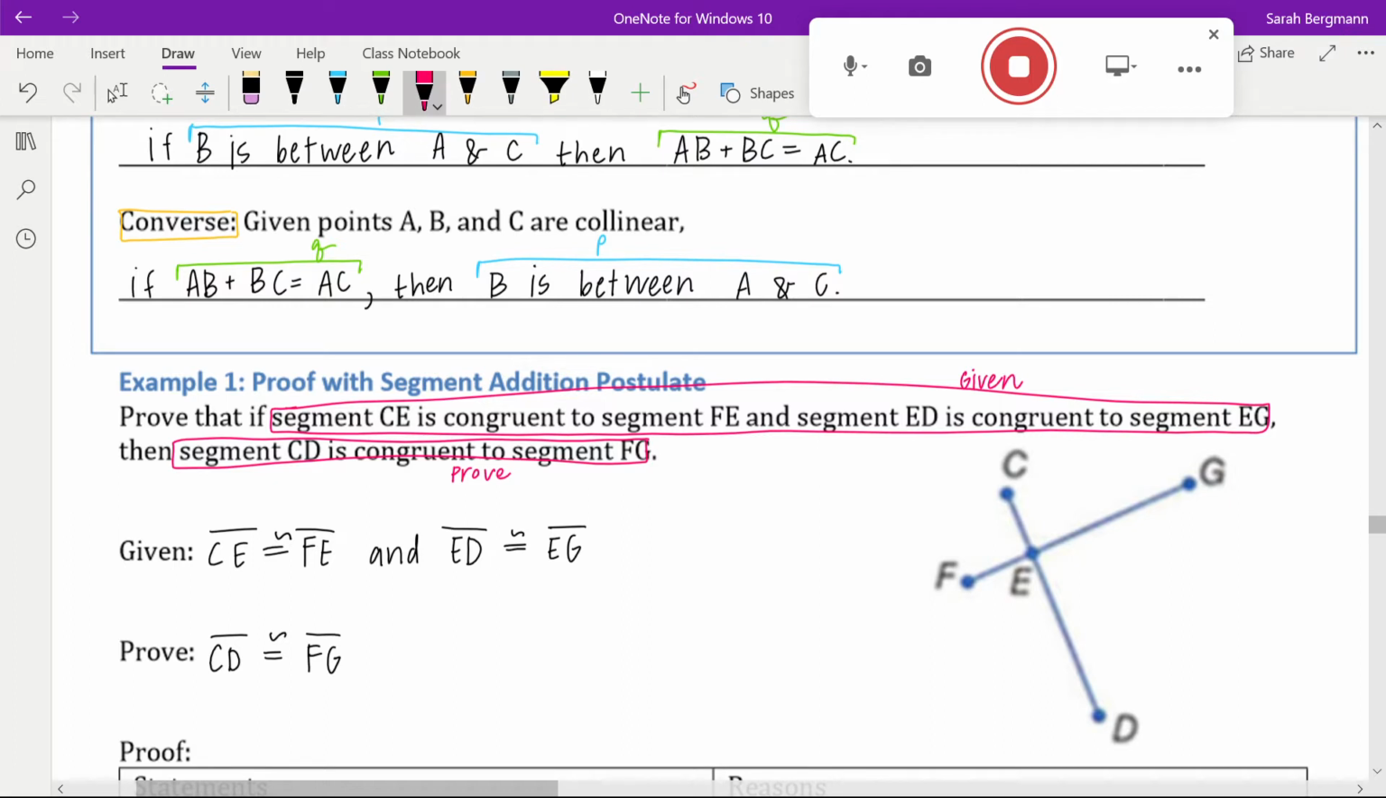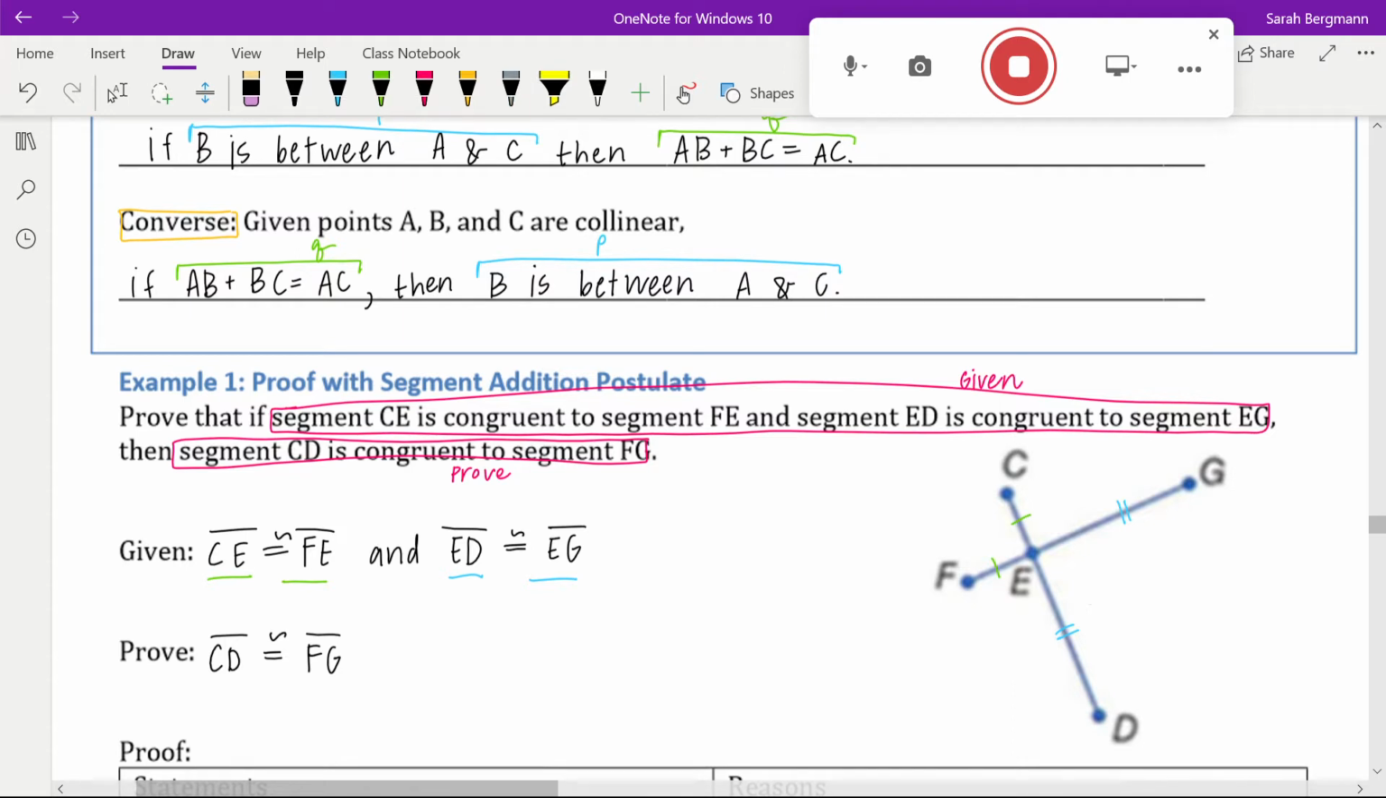Now let's look closely at what we are given and what we're trying to prove using the diagram. We are given that segment CE is congruent to segment FE, so we're going to mark that in our picture. In addition, we know that segment ED is congruent to segment EG, so we'll also mark that. We are trying to prove that segment CD, this whole segment here, is congruent to segment FG, this whole segment here. We don't want to mark anything for those in our diagram, because you only want to mark up the diagram with the given information. You don't want to mark it with what you're trying to prove, because that can be confusing.